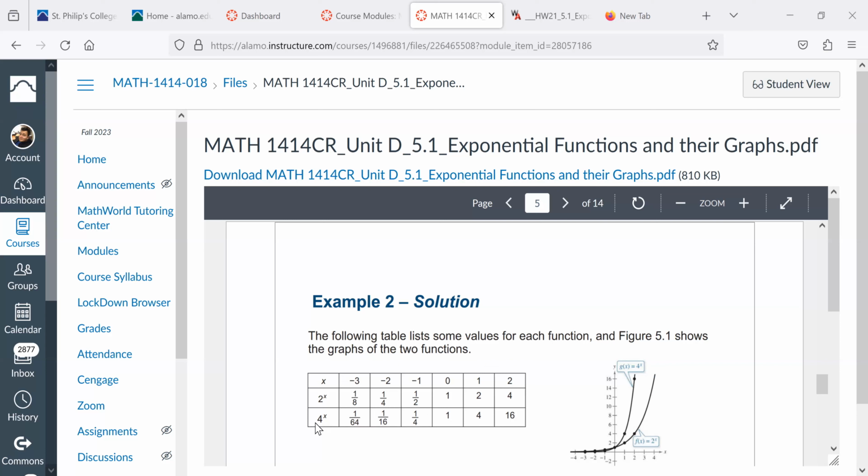4 to the x is a bigger base, so it'll grow a little faster. As you can see, it's closer to the y-axis because it's growing faster. Okay, now, if you use negative numbers, it gives you smaller and smaller fractions, so it's decreasing.